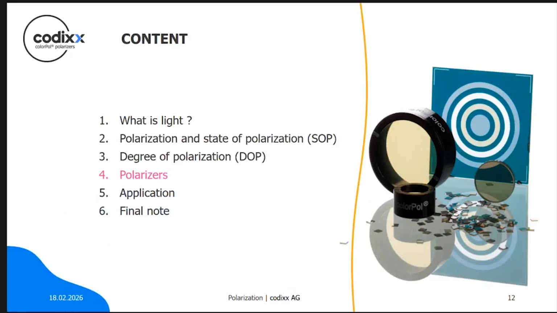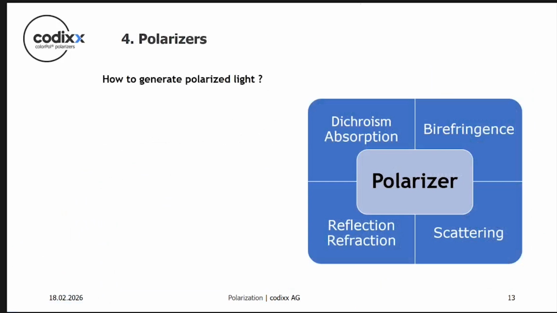And now for polarizers. How can I generate polarized light? There are a few different options: dichroism or absorption, birefringence, reflection, refraction, or scattering. It happens naturally all around us. But usually if you're working in a certain application or in a lab, you want to control it. So you need a polarizer.